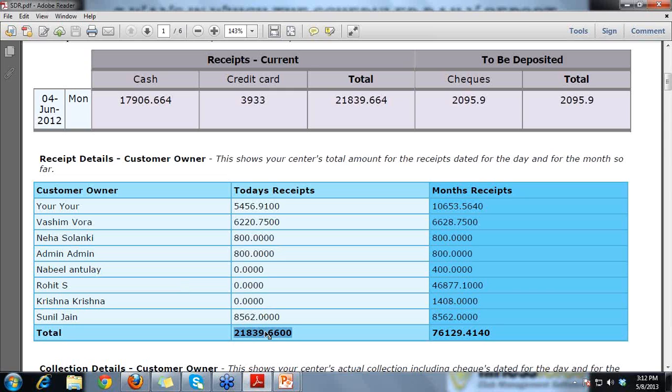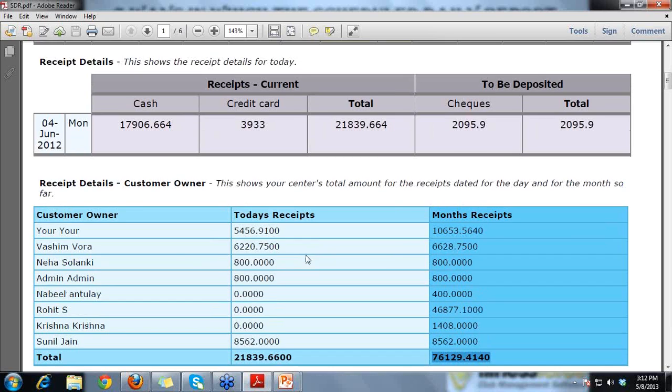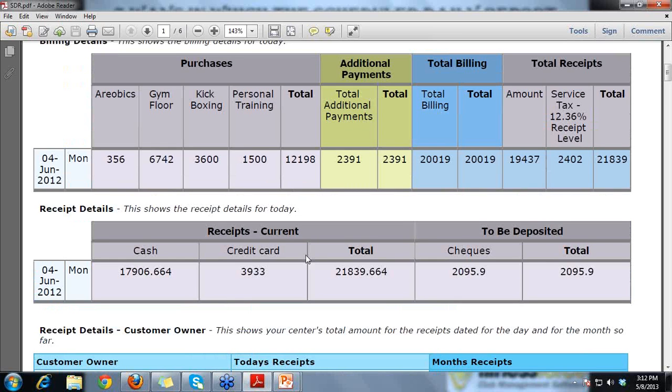Exactly beside receipts, you have today's receipt. Exactly beside today's receipts, you have monthly receipts. So yesterday the amount which was collected was 21,000, and the monthly amount which the club has collected in totality is 76,000, and this is the breakup of each and every employee which you can see above. This way you can easily manage your daily deposition, and you can keep a close check on which of your employees are doing maximum collection in receipts.